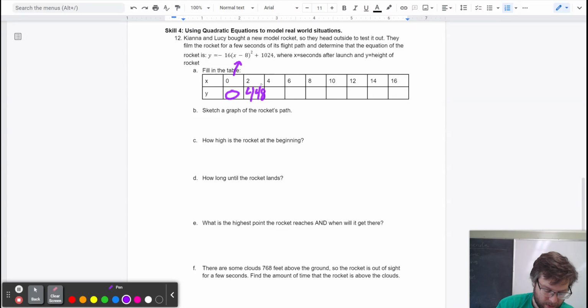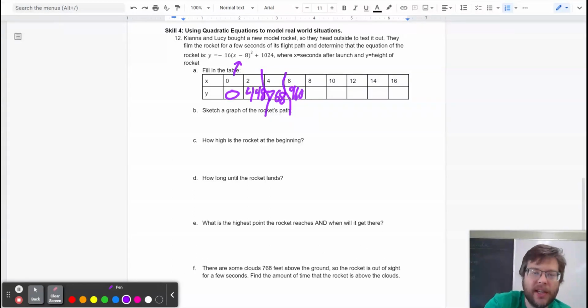The next one, we have 4 minus 8 is -4. Square that, you get 16. Times another 16, you get 256. Take that from 1024, you get 768. Then 6 minus 8 is 2. Square that is 4. Times 16 is 64. 1024 minus 64 is 960. Hope you can tell where one number ends and the other one begins.